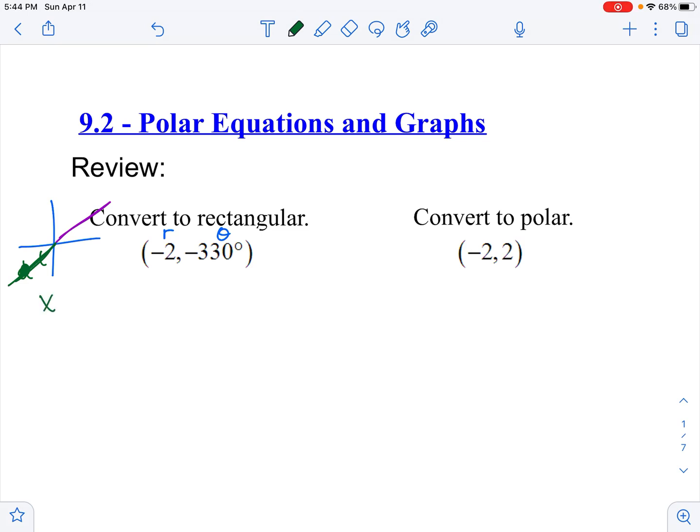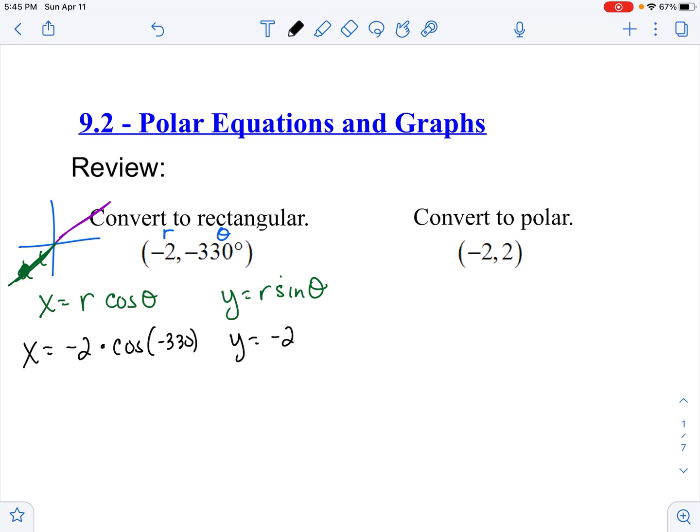All right, so remember our two formulas for going from polar to rectangular are x equals r cosine theta, and then y equals r sine theta. Okay, and those were from that last section. So again, we're just going to use the points -2 for r. So it's -2 times cosine of negative 330. And then y is going to be equal to -2 times the sine of negative 330.